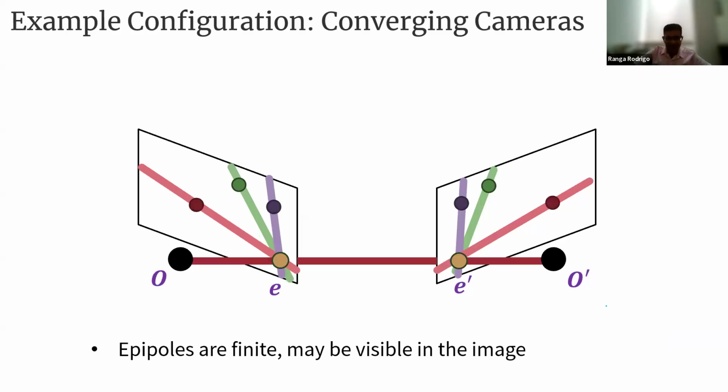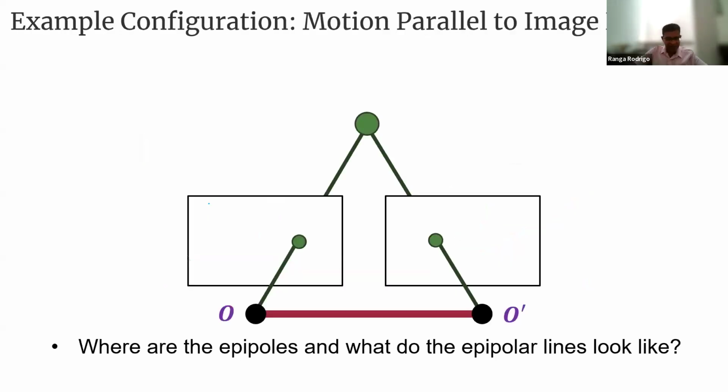Now, there are different kinds of camera configurations we can consider. The first configuration is where the two cameras are looking at the same scene. You keep a scene somewhere and two cameras are looking at it. In that case, the epipoles are finite. That means you can touch the epipole. It is not an infinite epipole, and it may be visible in the image also. If you draw the epipolar lines, you will see they are crossing.